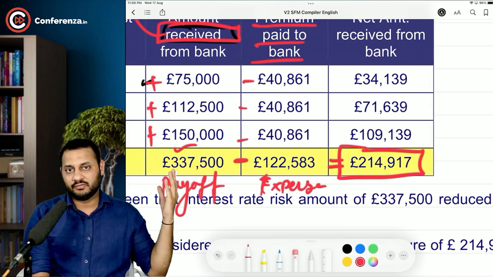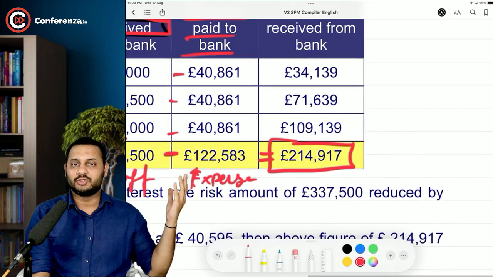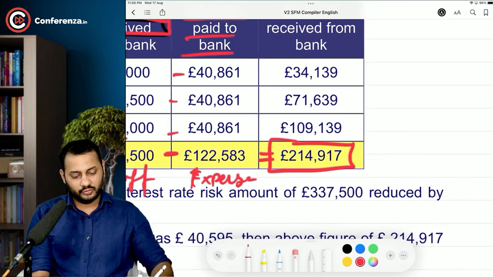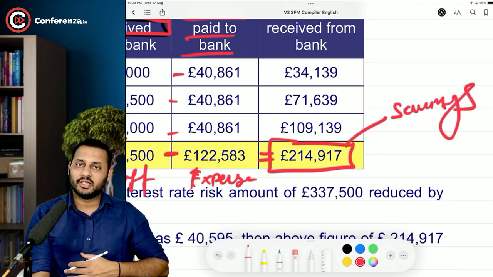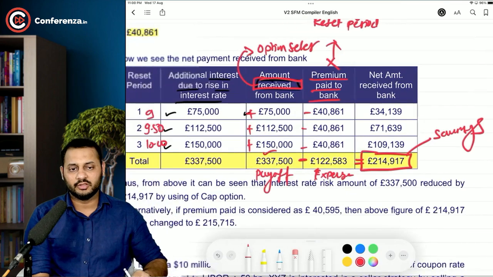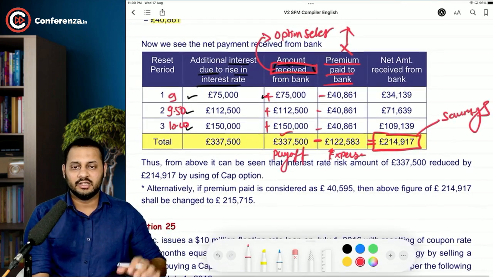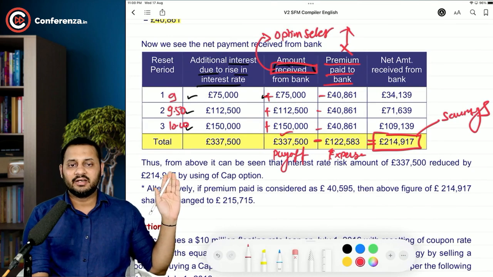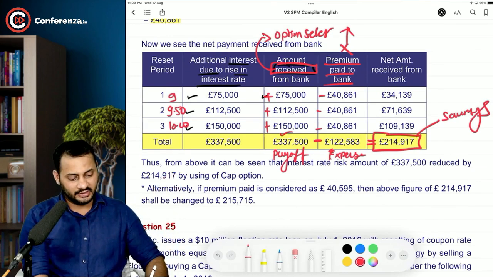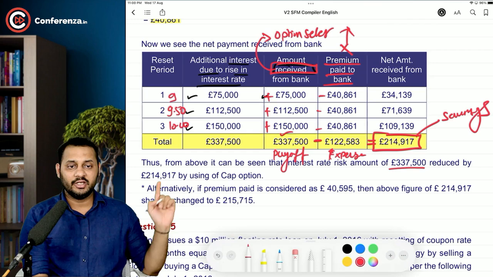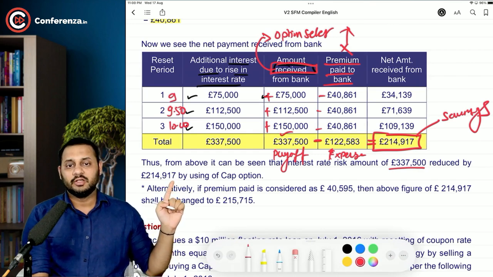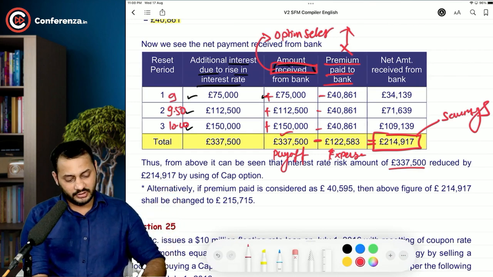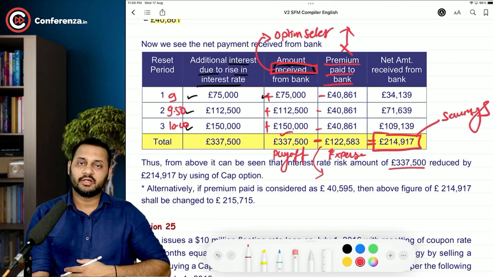Obviously you have received this much, but you paid also for that. So the only amount that you saved is 214,917. Although we cannot do the total of all this, still it's just an analysis. Thus from above it can be seen that the interest rate risk amount of 337,500 is reduced by 214,917. It is reduced by this much. That means the only loss is this 122,583.